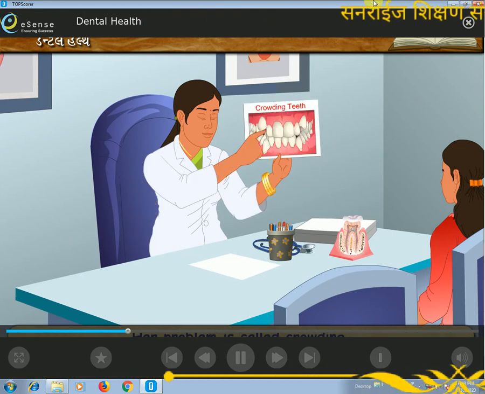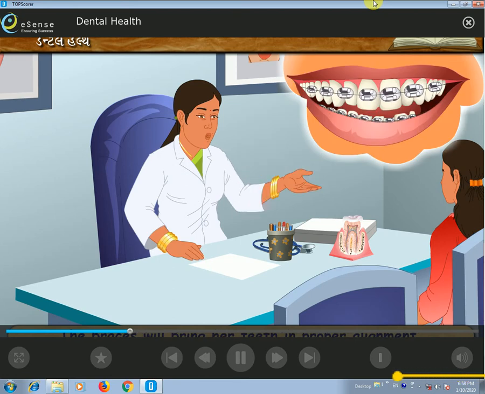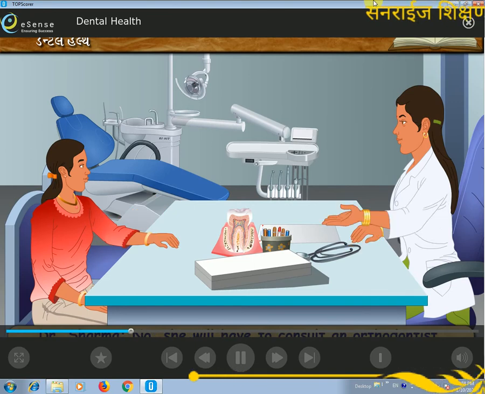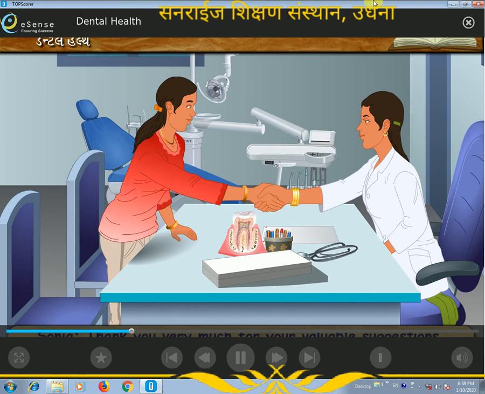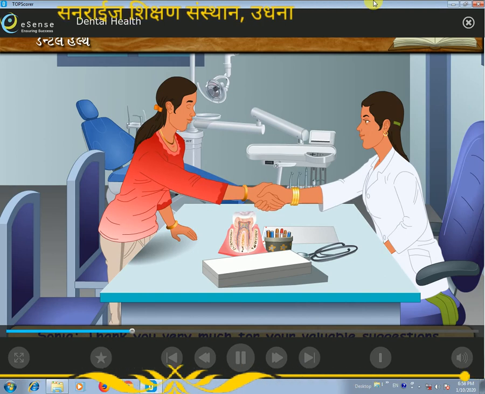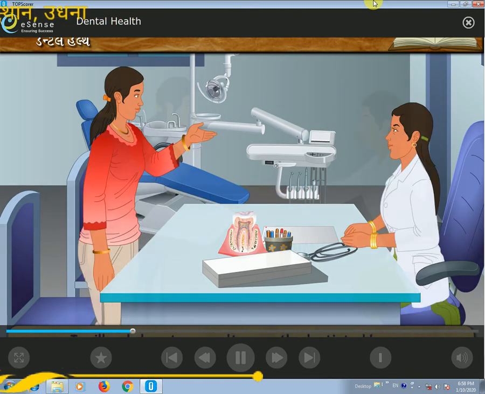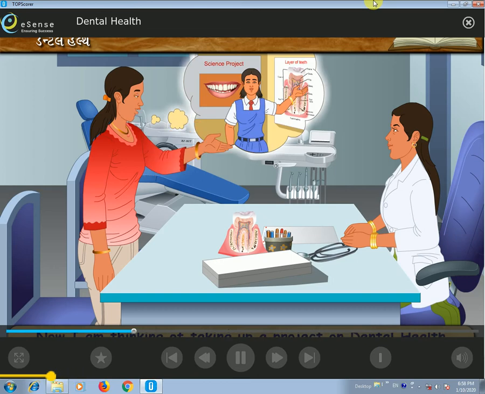Okay, I have another friend named Dhara. She has uneven growth of teeth. Her teeth are not properly grown. She feels very embarrassed at times. Any advice for her? No one should feel embarrassed about physical deformity. Her problem is called crowding. Now there is a solution for this problem too. The patient has to go for an orthodontic treatment. The braces will bring her teeth in proper alignment.